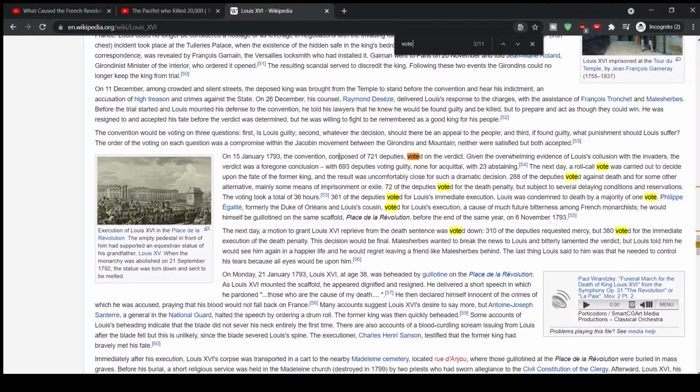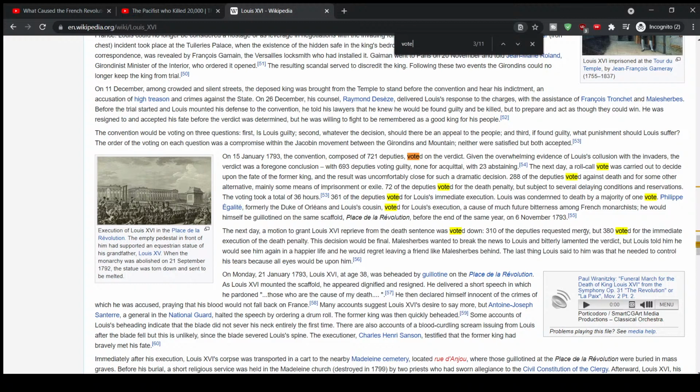Okay, that was it. They first did guilty or innocent, and everybody voted guilty. So then, 288 of the deputies voted against death and for some other alternative, mainly imprisonment or exile. 72 voted for the death penalty, but subject to several delaying conditions and reservations. 361 voted for his immediate execution. He was condemned to death by a majority of 1 vote. And then, the next day, a motion to grant him reprieve from the death sentence was voted down.